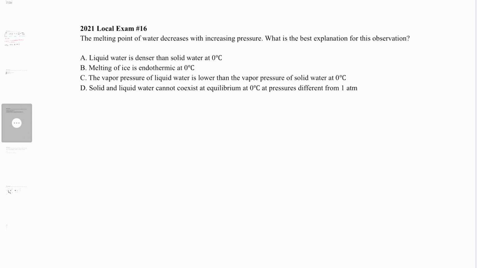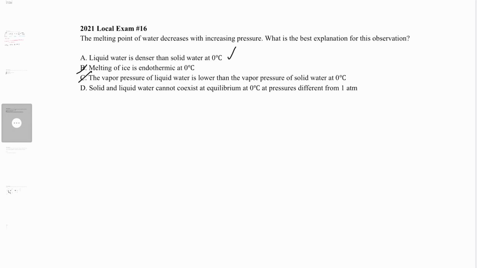So let's see which answer choice best represents this explanation. A, liquid water is denser than solid water at 0 degrees Celsius. That's totally true. That does explain why this happens. B, melting point of ice is endothermic at 0 degrees. That wouldn't really make sense. The vapor pressure of liquid water is lower than the vapor pressure of solid water at 0 degrees Celsius.